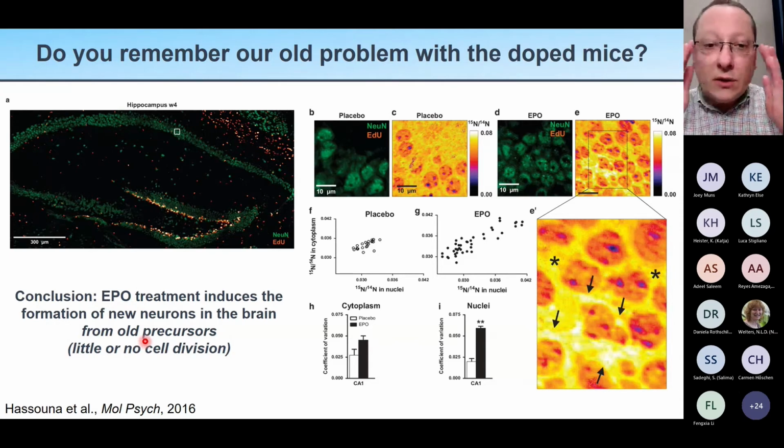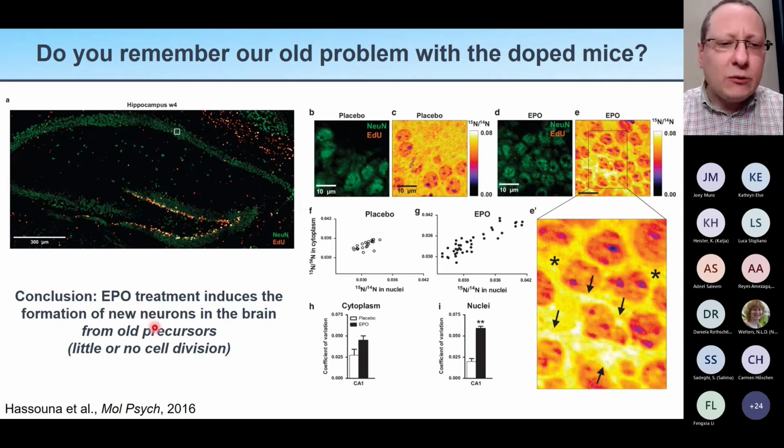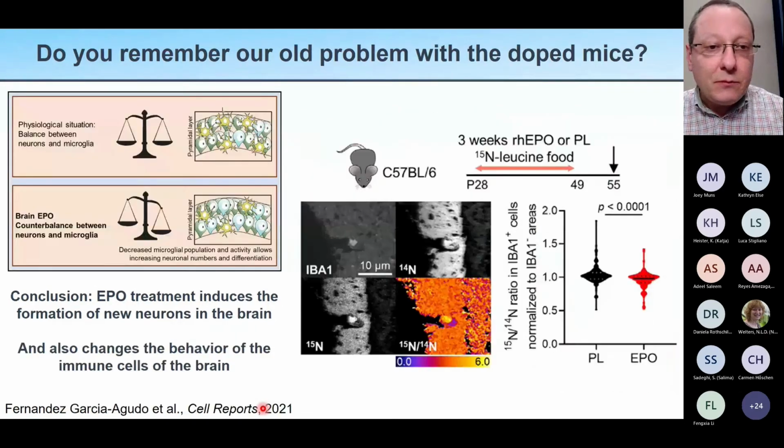All of the tools that are using fluorescence only look for cell division. NanoSIMS could just look at, did this cell really develop? Did this cell really get a lot of new protein in the last few weeks? It certainly did. And it turns out these are about 20% of the cells. So basically erythropoietin made new neurons from old precursors, and this is why these mice became smarter.